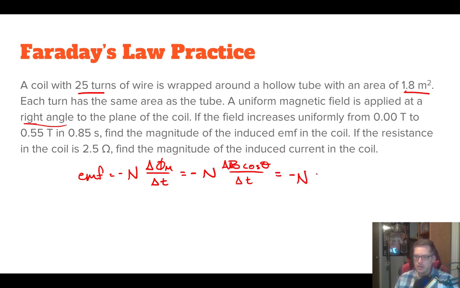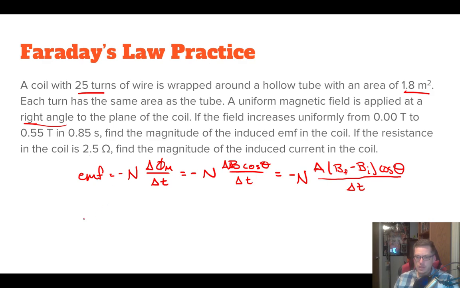So it would be the negative N times the area, that's an A, times the magnetic field final minus the magnetic field initial, times the cosine theta. And we could really replace any of these with final minus initial, but since they're not changing, it wouldn't matter. Over the change in time.